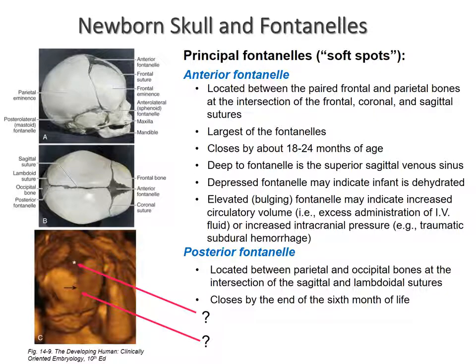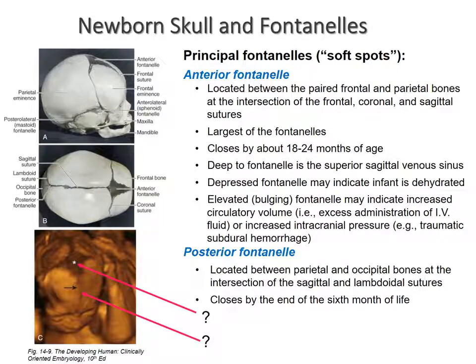The anterior and posterior fontanelles are the two most clinically important fontanelles, particularly the anterior fontanelle. The anterior fontanelle is located between the paired frontal and parietal bones at the intersection of the frontal, coronal, and sagittal sutures. It is the largest of the fontanelles and is diamond-shaped. It disappears by about 18 months of age. Deep to the fontanelle is the superior sagittal venous sinus.